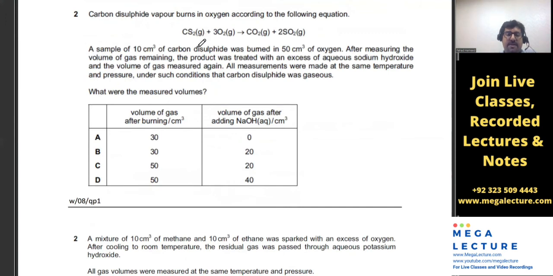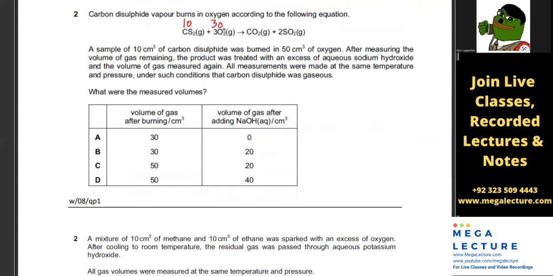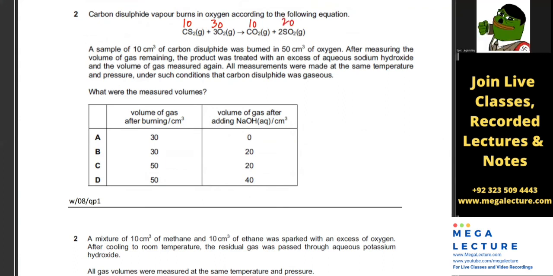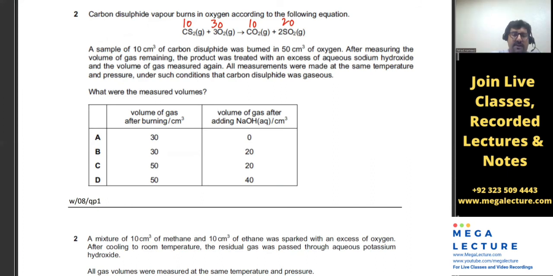10 cm cube of carbon disulfide was burned in 50 cm cube of oxygen. So first thing, 10 will burn in how much? How much would be required? 30. And how much CO2 would be produced? 10 and 20 of SO2. So what is the final mixture of gases?